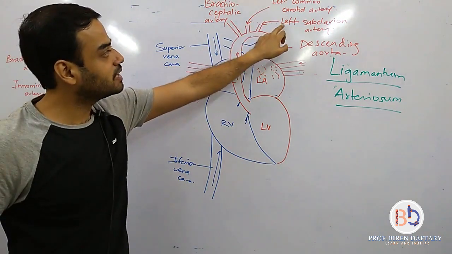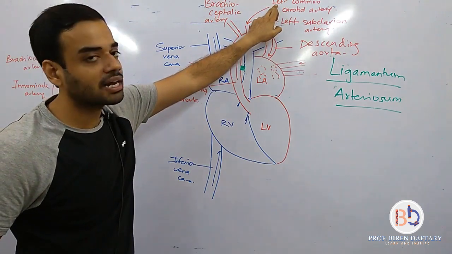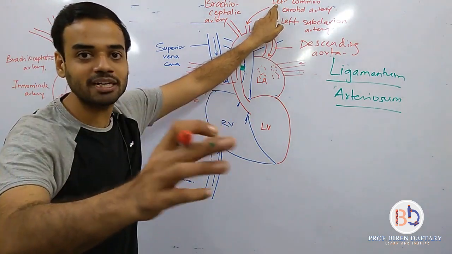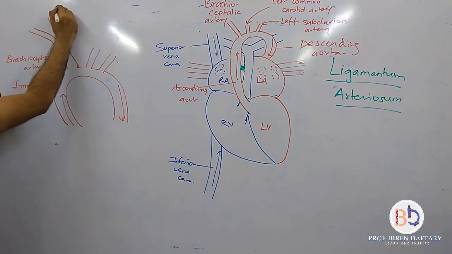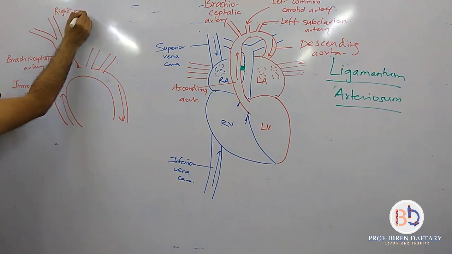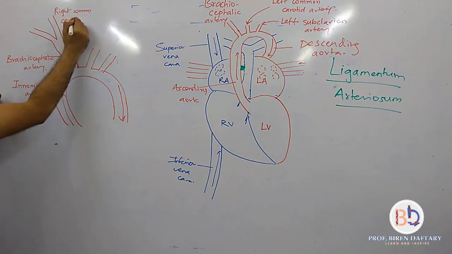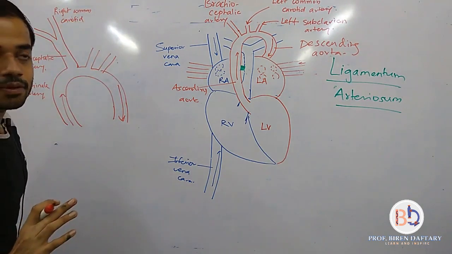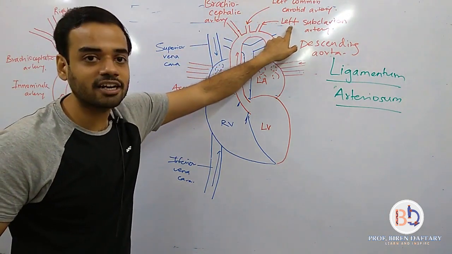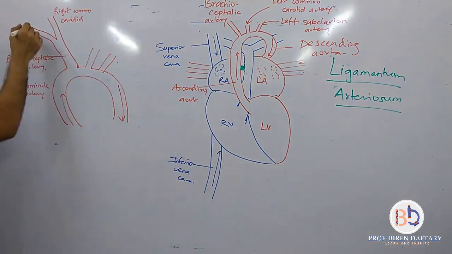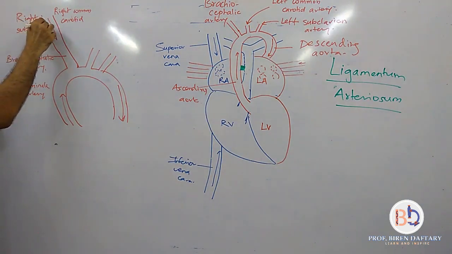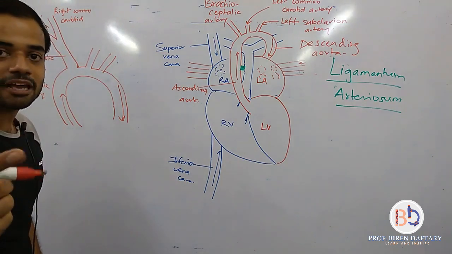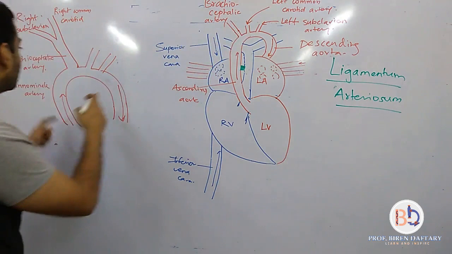Now see these labelings. This is left common carotid artery. अगर left common carotid artery है तो right common carotid artery भी रहेगा ना. So now this is your right common carotid artery. I am not writing artery. Similarly, इधर left subclavian artery है तो right subclavian भी रहेगा. This is your right subclavian. So right carotid and right subclavian are arising from this brachiocephalic artery I have shown over here.